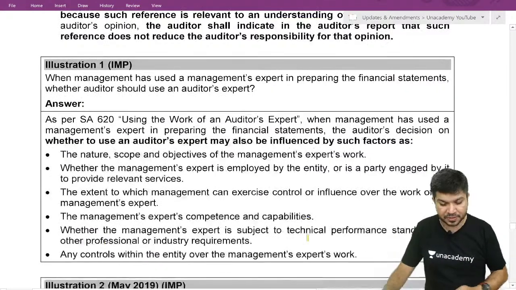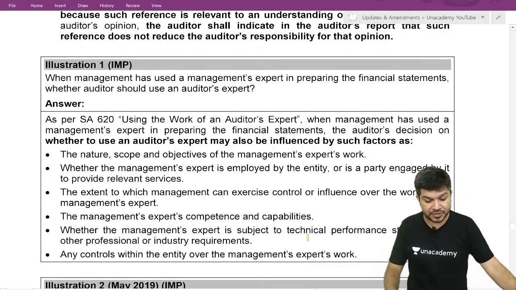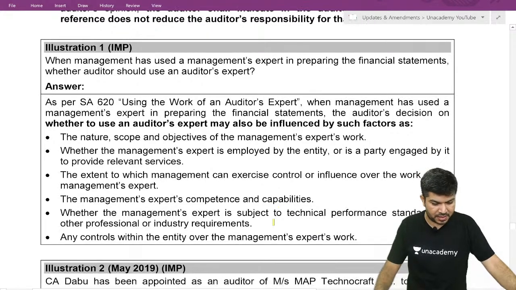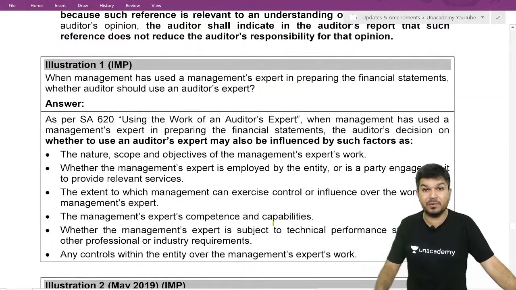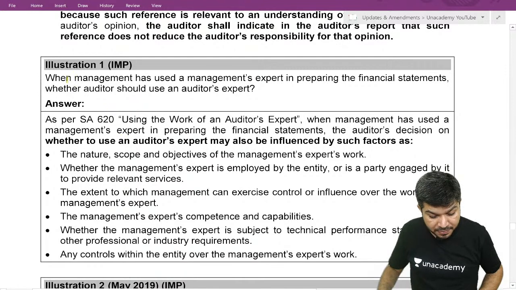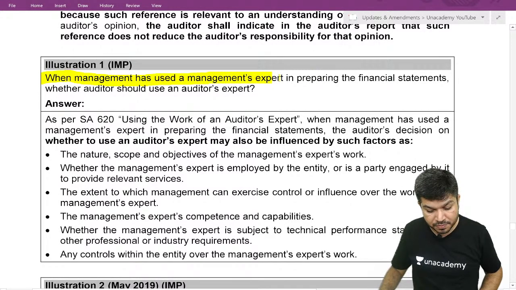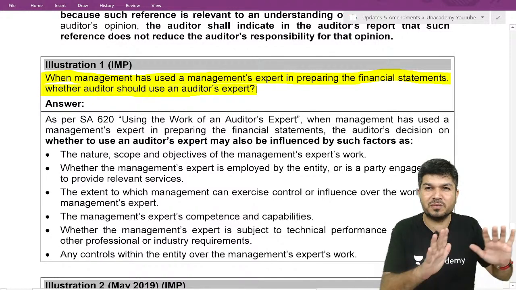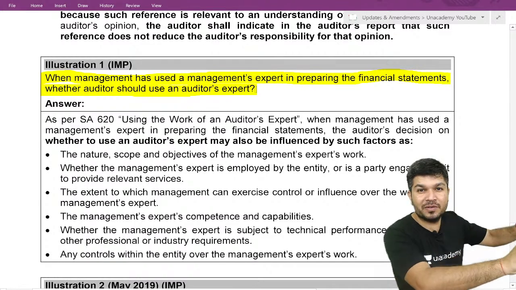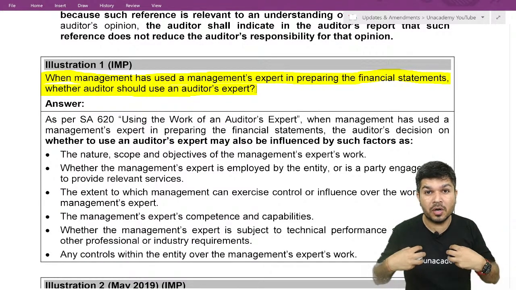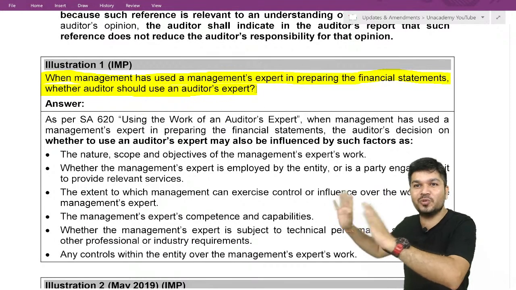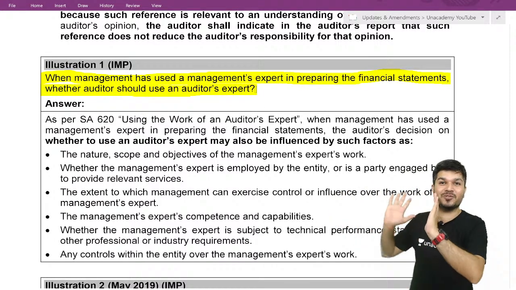I'll just take a few questions. Question number 1. Now see, management has used a management expert. When management has used a management expert in preparing financial statements, whether the auditor should also use an auditor's expert? They have used an actuary for making a provision. Should the auditor use his own actuary? So should I use my own actuary separately?